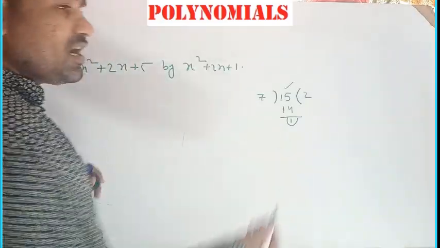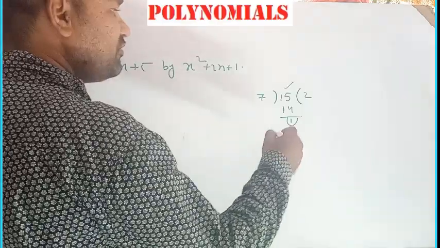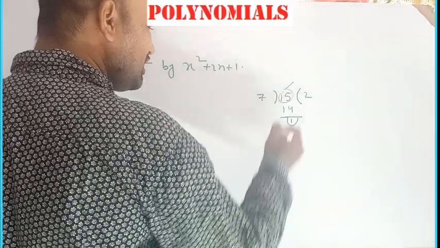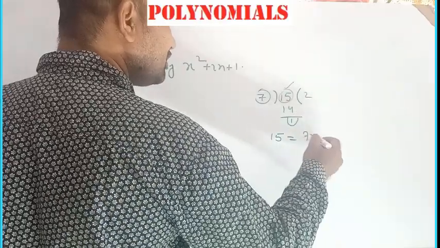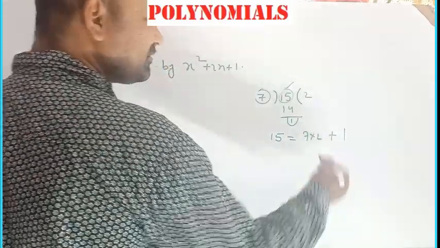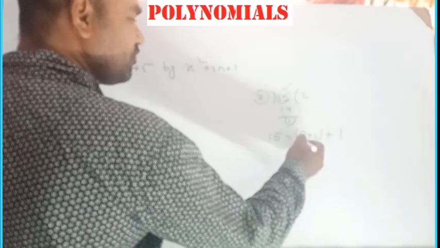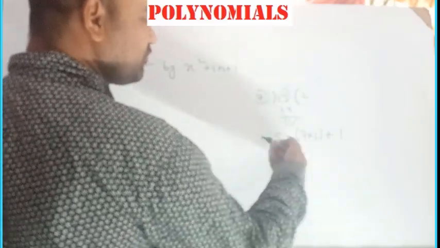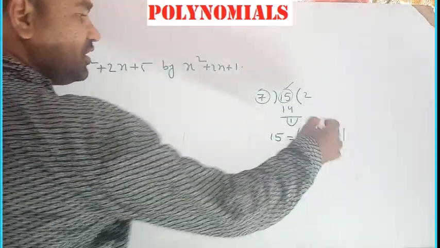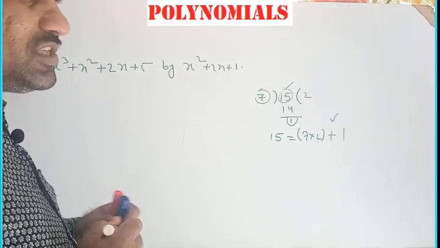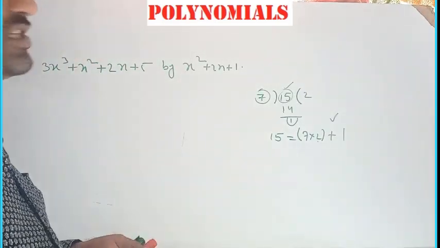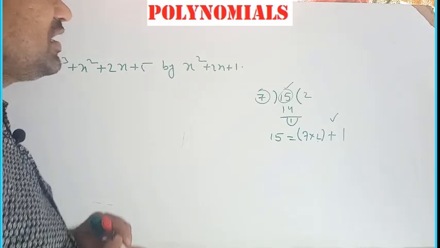What is the division algorithm in numbers? In division algorithm for numbers, dividend is equal to divisor into quotient plus remainder. 7 2s are 14 plus 1, 15 equal to 15, correct. So this is called division algorithm in numbers. What says division algorithm? Dividend is always equal to divisor into quotient plus remainder.